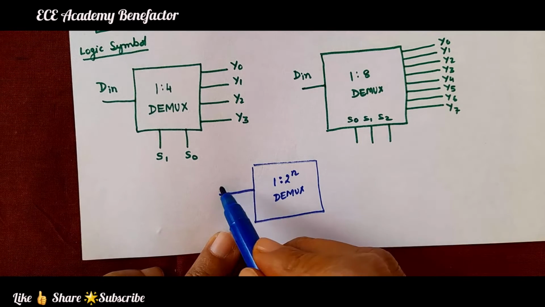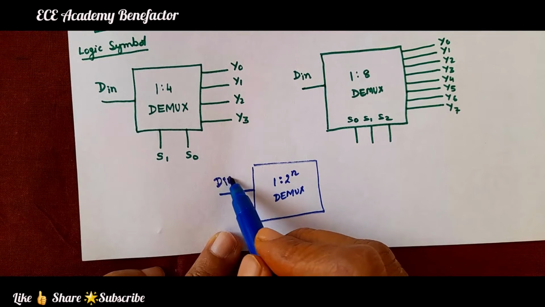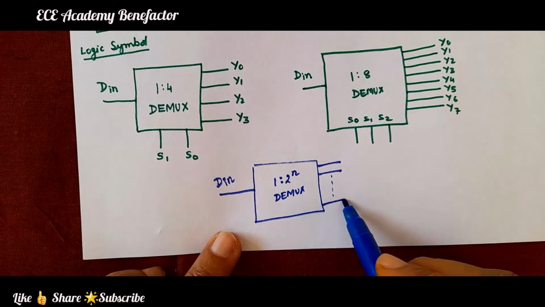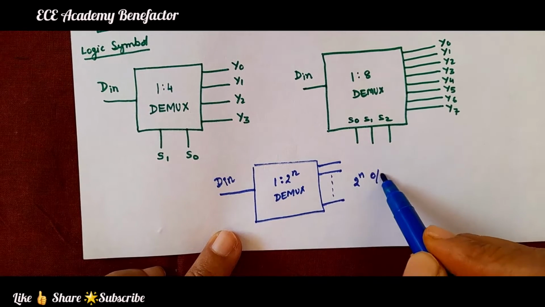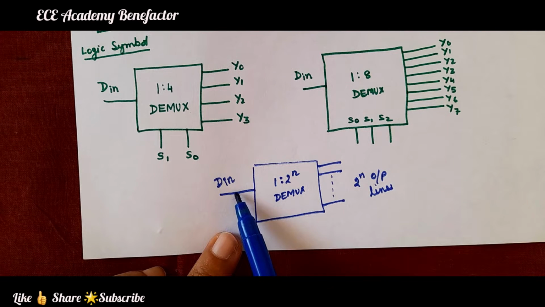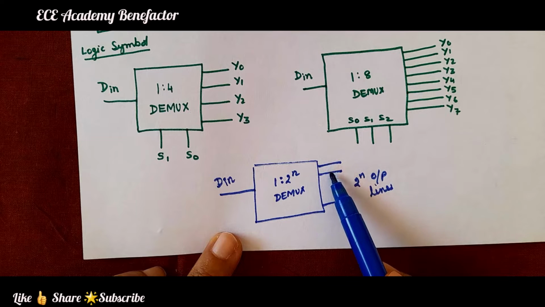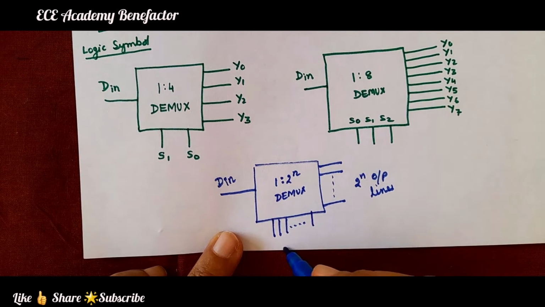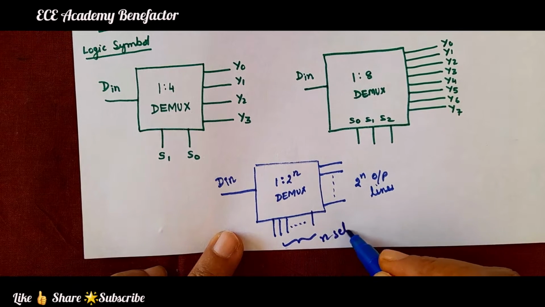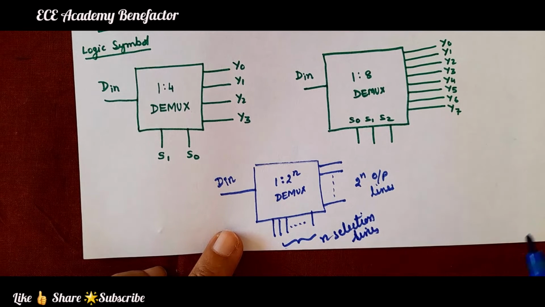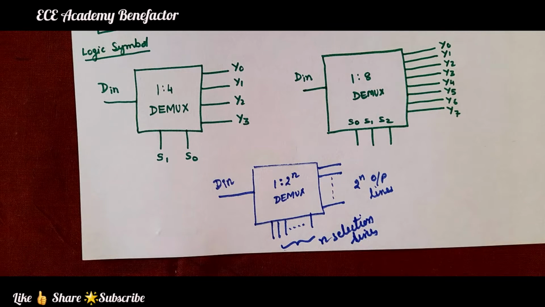It means it is receiving the information on one single line, D input. It is having 2 to the power n output lines. So this input is going to be transmitted on any one of the output lines depending on the selection lines. So here n selection lines will be there. So what's the definition of a demultiplexer?